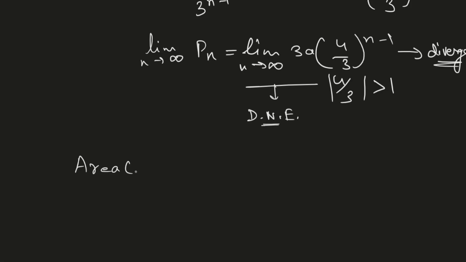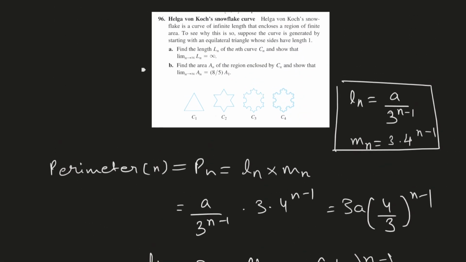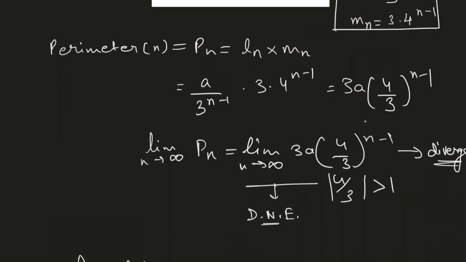Now let's talk about the area, which is the main part of our question, right? So we've done the first part. We've written ln as a function of n as well. This is the function of n.